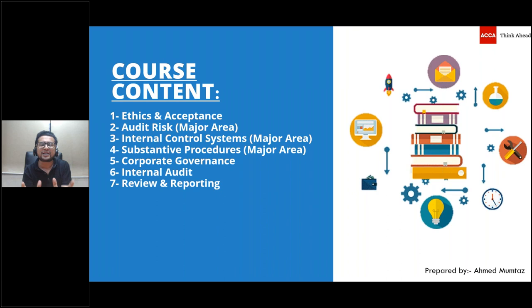Then I need to assess the audit risk. I should not come up with an incorrect audit opinion, so I call it audit risk. Audit risk has two parts. A, the financial statements are vulnerable; we call it risk of material misstatement. B, I might not be able to detect the material misstatements within the financial statements; we call it detection risk. Both could be and will be tested within your exam.